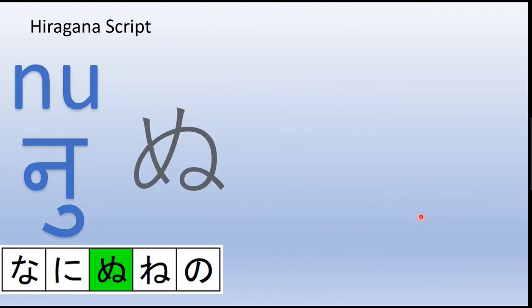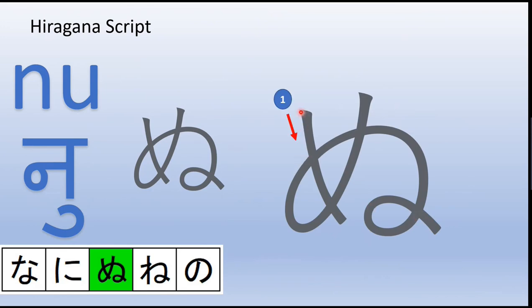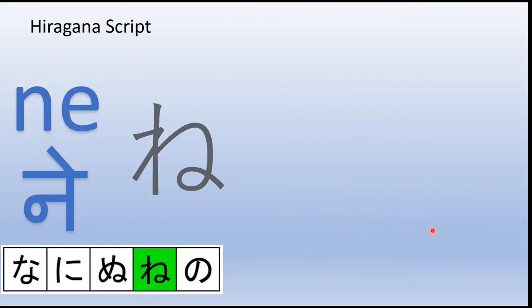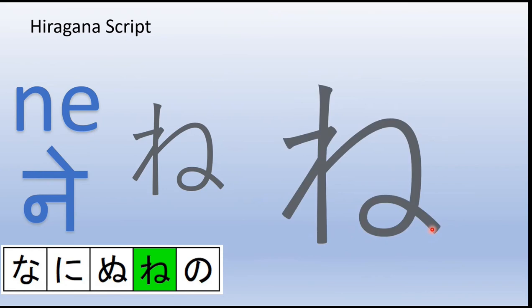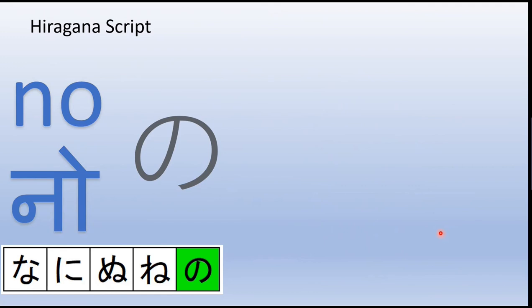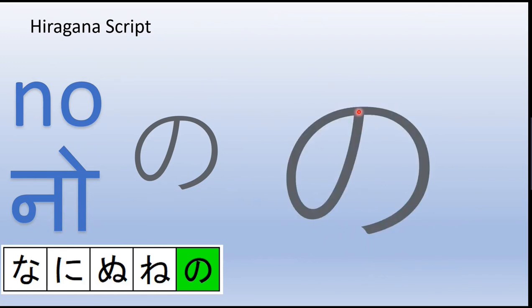The third in the line is nu, nu sound. So this is how it is written. First, this vertical little slanted stroke. Then we have the second stroke, and this is a continuous stroke and it will complete the letter like this. Ne. Ne is written like this. First, this vertical line. Then the second stroke will be like this. It will go like this and it will be completed like this. And the last symbol is no. It is again written in a single stroke. It will start from here and it will go like this and a curved portion like this.